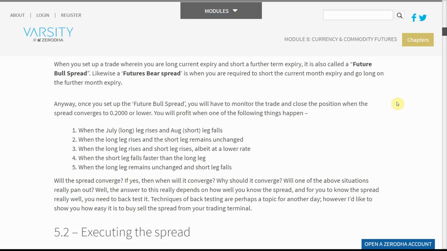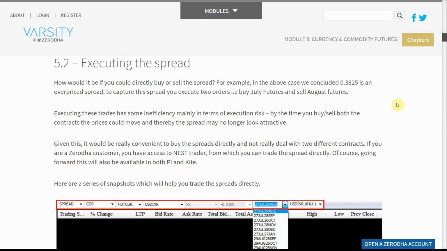5.2 Executing the spread. How would it be if you could directly buy or sell the spread? For example, in the above case, we concluded 0.3825 is an overpriced spread. To capture this spread, you execute two orders, i.e. buy July futures and sell August futures. Executing these trades has some inefficiency, mainly in terms of execution risk. By the time you sell both the contracts, the prices could move, and thereby the spread may no longer look attractive. Given this, it would be really convenient to buy the spreads directly and not really deal with two different contracts.